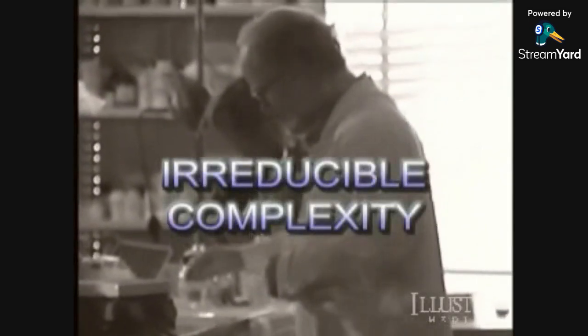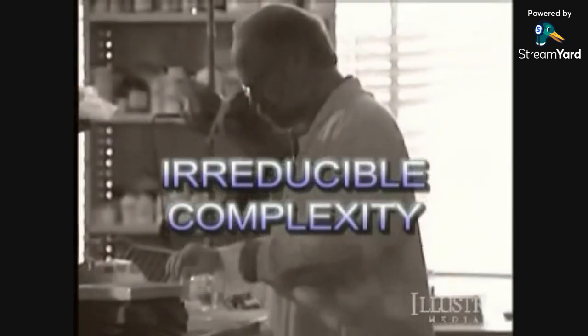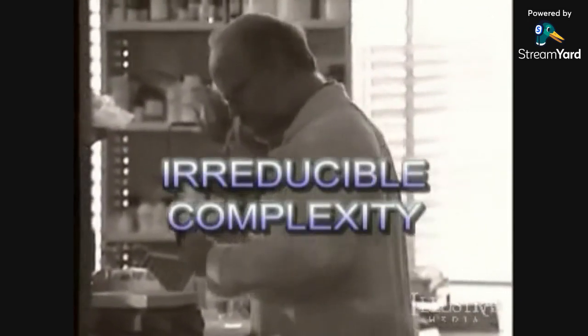Irreducible complexity was coined by Mike Behe in describing these molecular machines. Basically what it says is that you have multi-component parts to any given organelle or system in a cell, all of which are necessary for function. That is, if you remove one part, you lose function of that system.